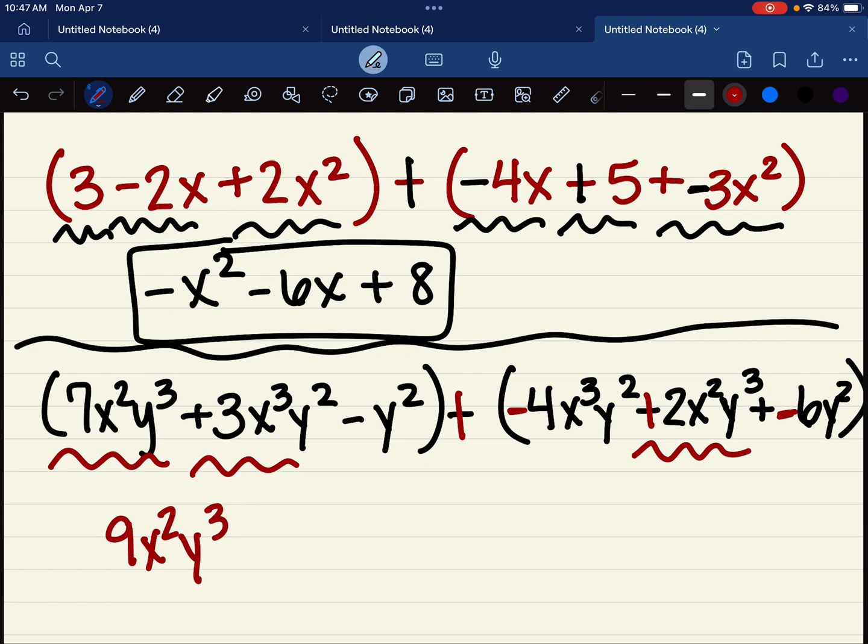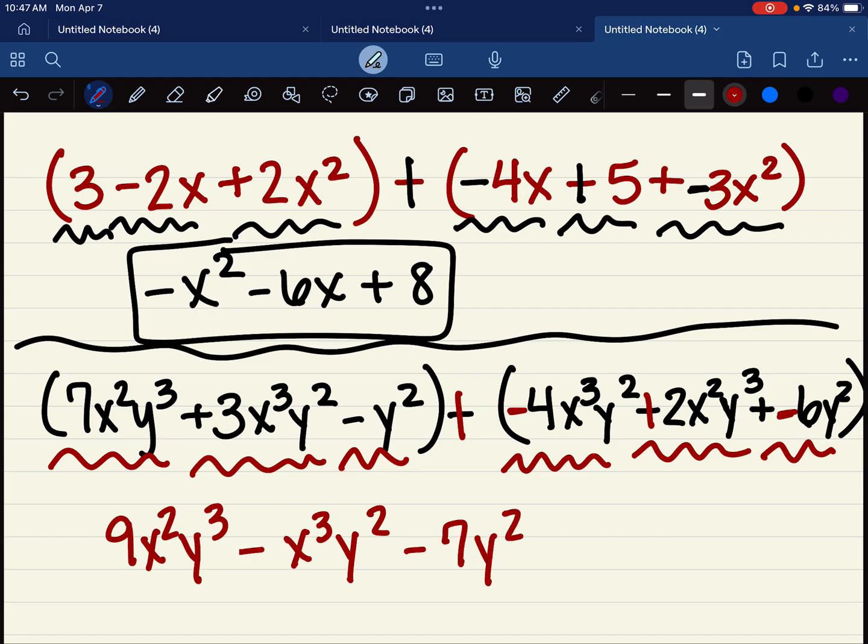What has x cubed y squared? Negative 4. What's 3 plus negative 4? Okay, so negative x cubed y squared. Lastly, do both have y squared? Yes. What's negative 1 plus negative 6? Negative 7. Okay, now, what if you have some things that don't have something to add up with? Like they don't have a like term, what do you do with them? Put it down. Yeah, just bring it down to your answer. If there's nothing that looks exactly the same, right, those variables, then we can't add it.